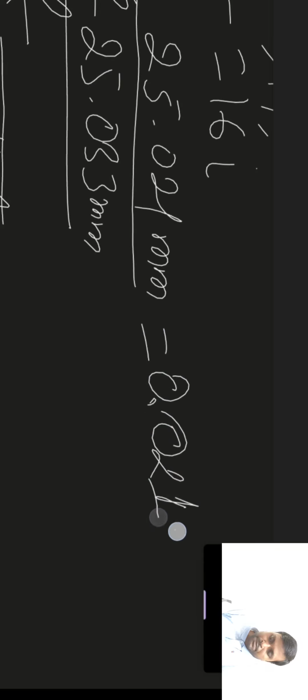So what we are observing is that the tolerance for hole 25H7 is 0.021 mm. The tolerance for hole 25H8 is 0.033 mm. So what will be the tolerance for this?